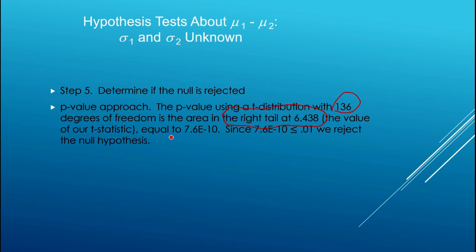So at that value of our test statistic, we only have 7.6e-10 area left in the right tail. It's a very small number. So we say we have a very significant test statistic. Since 7.6e-10 is definitely less than 0.01, we reject the null hypothesis. So at the 1% significance level, we can conclude that we have a superior golf ball.